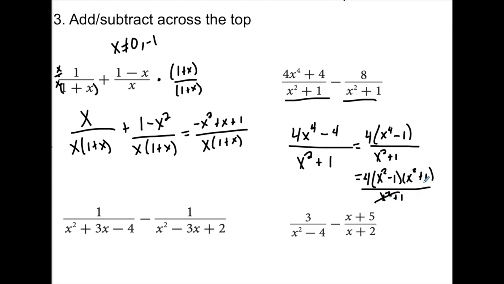And then the x squared plus 1's cancel out. So I get 4 times x squared minus 1, which is equal to 4 times x minus 1, x plus 1. Here there's no excluded values because there are no numbers such that x squared plus 1 equals 0. So that's an interesting one here.